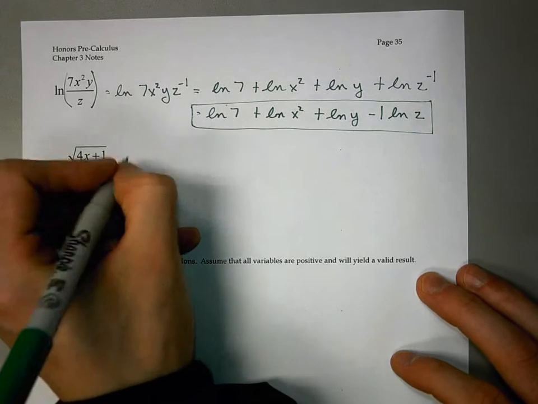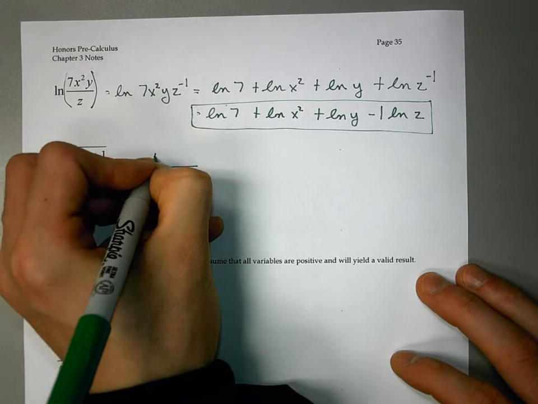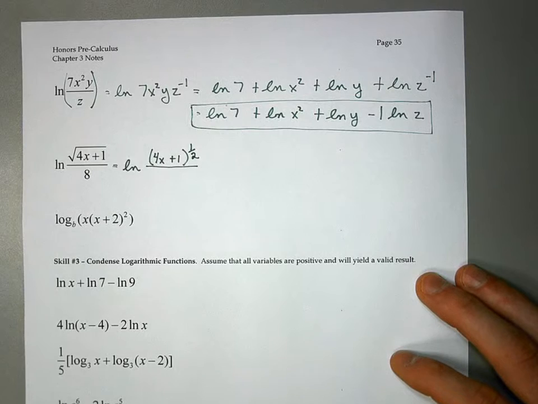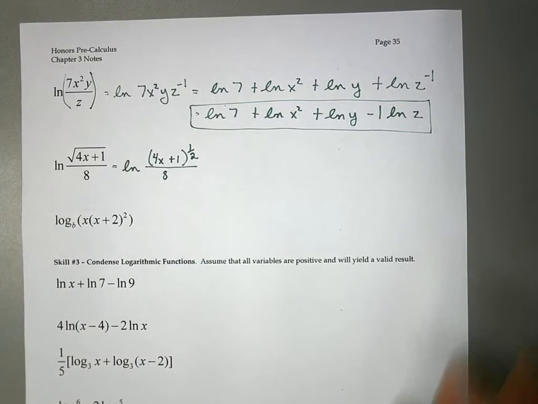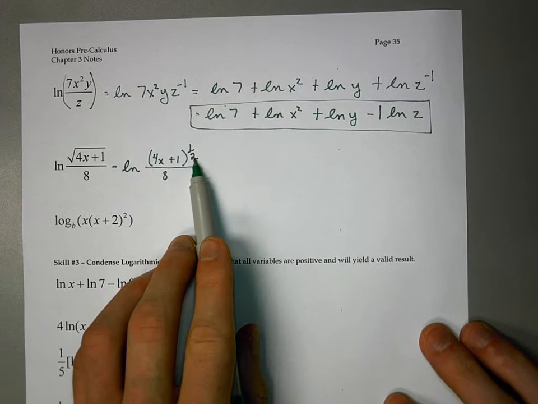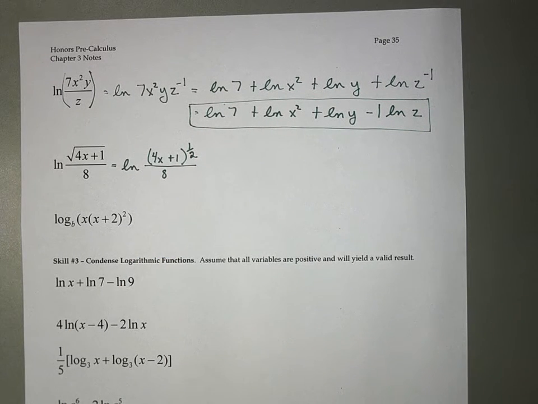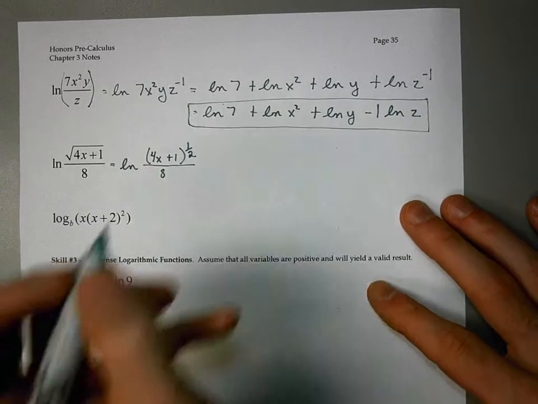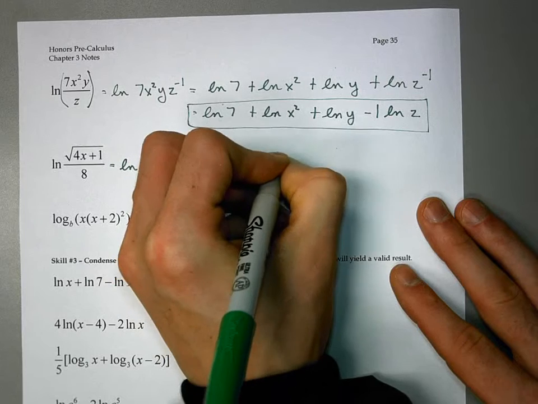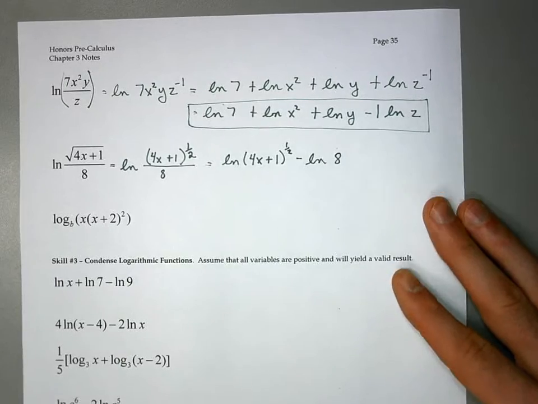The second example involves using a square root. And the first thing we want to do is rewrite that square root in exponential form, which is 4x plus 1 raised to the 1/2 over 8. Once I have that done, I can see I've got a power property up here. I've got a quotient property with the full expression. And since I'm expanding, I'm going to do the quotient before the power.